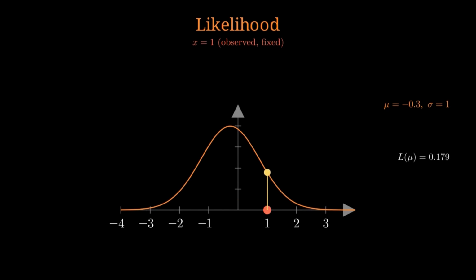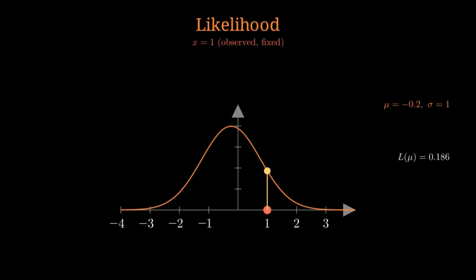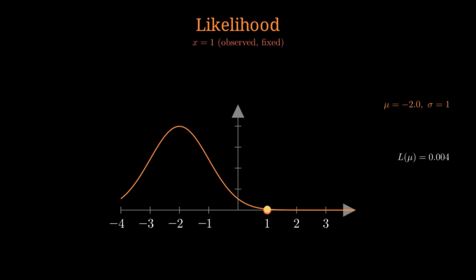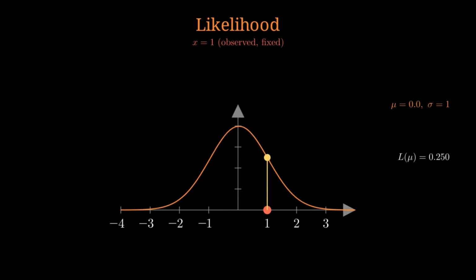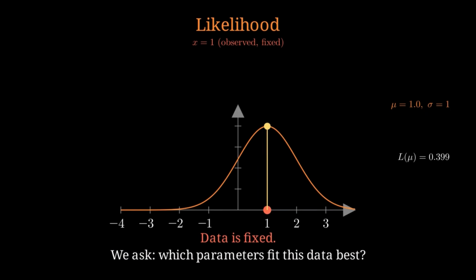As we shift the distribution across the axis, we are essentially trying on different worlds to see how well they explain our observation. When the curve is far to the left, the likelihood of our data point is nearly zero. That model is a poor explanation for what we saw. But as the center of our distribution approaches our data point, the likelihood increases. We are measuring how likely the parameters are given the data. When the peak of the curve sits directly over our data, we have found the maximum likelihood, the parameter that makes our observation most probable. In the language of likelihood, the data is constant, the parameters are the variables.